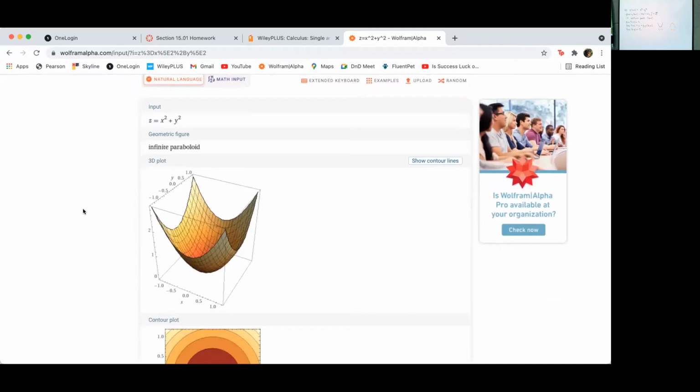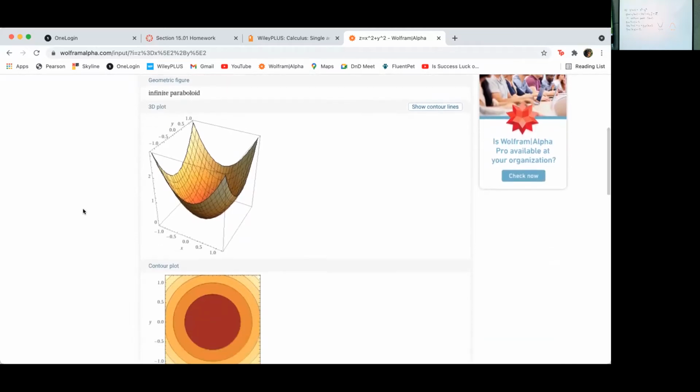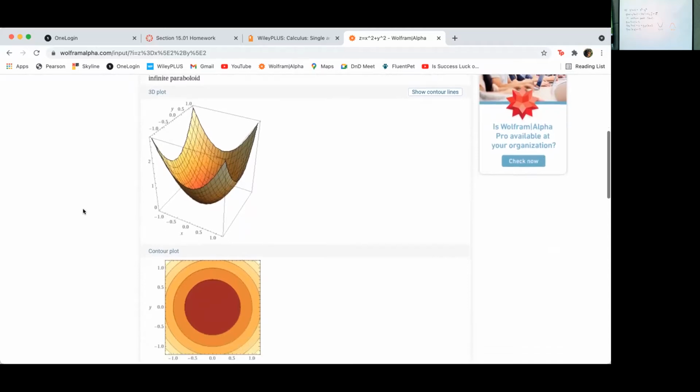We see a parabola going up in the x direction and a parabola going up in the y direction. And so that's why we get this paraboloid. And there we get our contours are circles rather than hyperbolas.